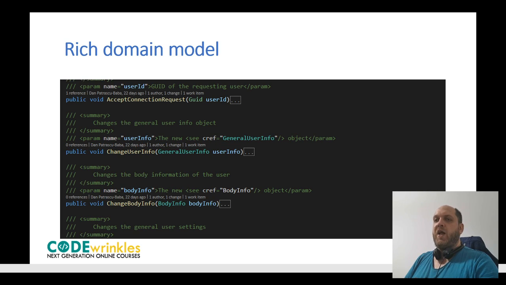Instead, what we could have here is then a rich domain model, and in this example you see that we concentrate a lot on behavior, which is here accept a connection request, change information, change body information, for instance, in a certain application. All these type of things represent behavior, so things that specific object is supposed to do. And of course, it would have to also adhere to a certain set of business rules or criteria when it performs those type of actions.